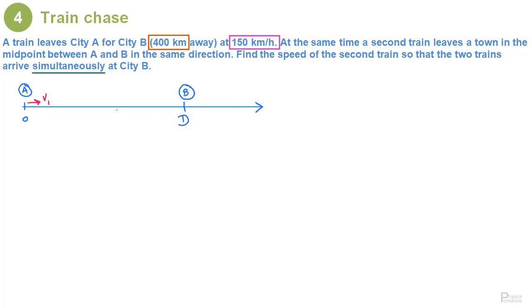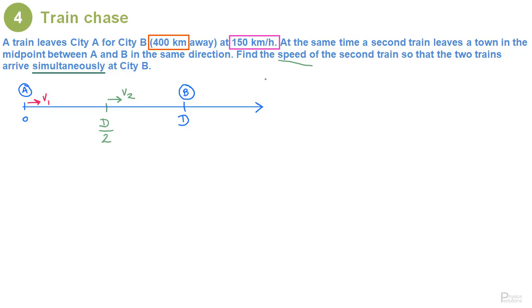So the second train is starting at the midpoint, right halfway between the two cities. If the distance from A to B is D, that means that the location of this town is at D divided by 2. So if D is 400 kilometers, that means that the town right in the middle is at 200 kilometers from A. And this second train will start from here, so it's moving in the same direction with some velocity v2, which is the unknown. We are being asked to find the speed of the second train.